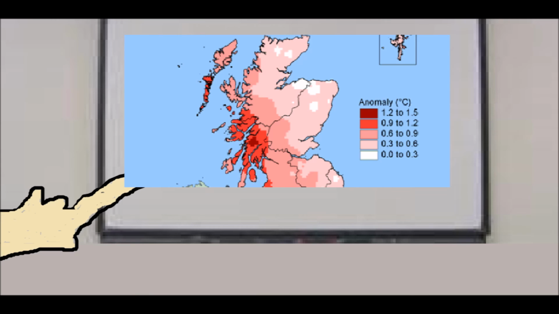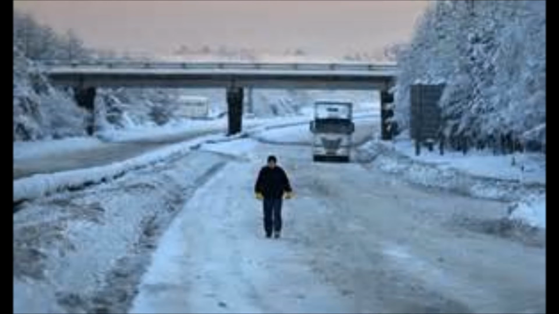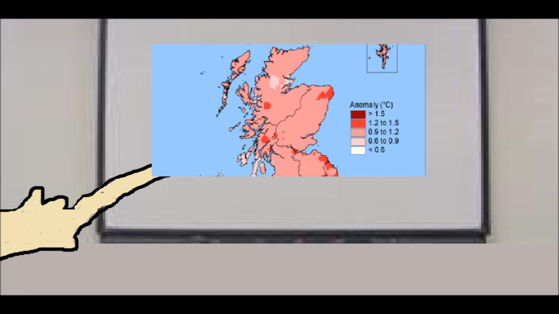And here are the mean temperatures for spring. They range from 2 degrees in the west and below freezing in the east. And in the winter, temperatures can fall below freezing. In the autumn months, the mean temperature is around 1 degree.